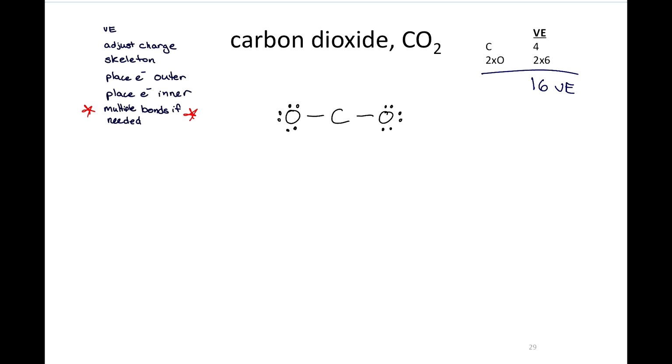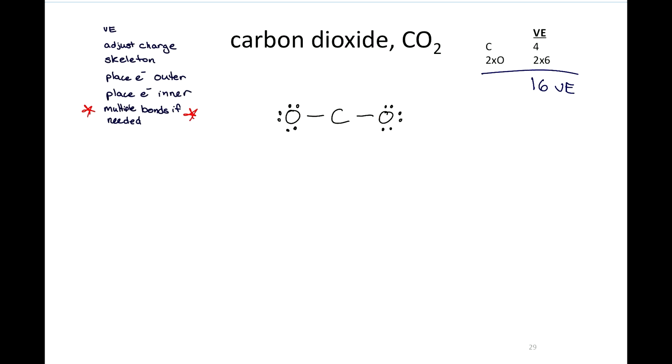Next, we draw our skeleton structure, where typically the central atom is written first in the chemical formula, and if not, we usually tell you what the central atom is. Since carbon is written first, we write that one in the center and draw the oxygens on the outside. So carbon goes on the inside, oxygen on the outside, and then you draw single bonds to each of those things.